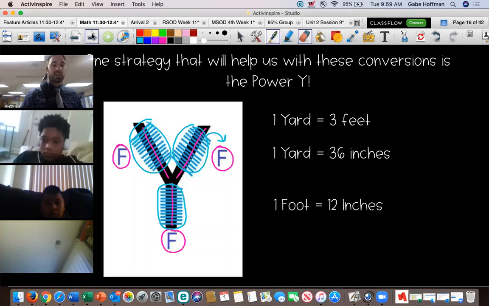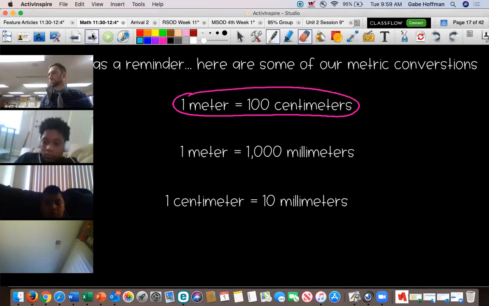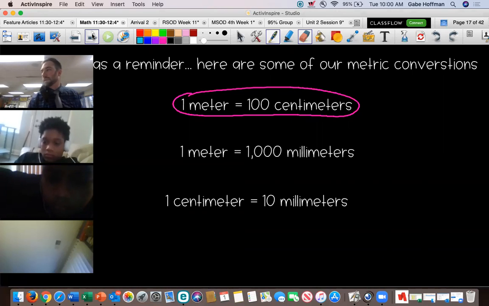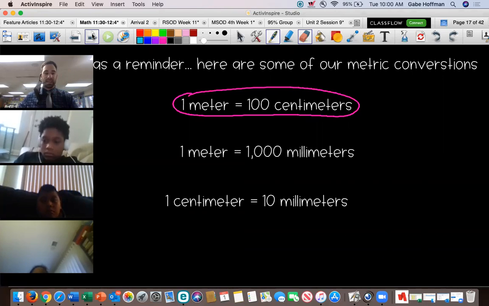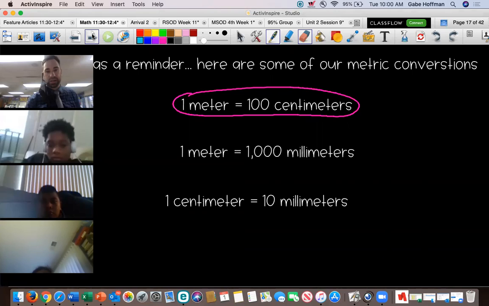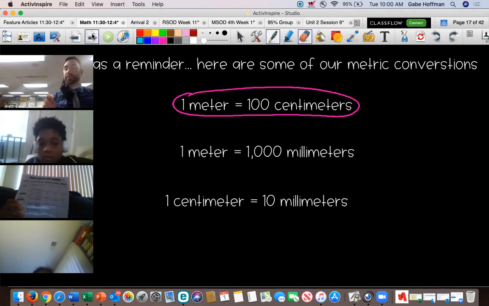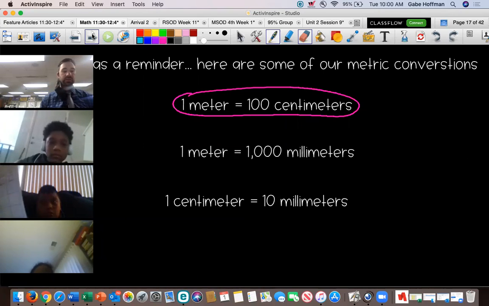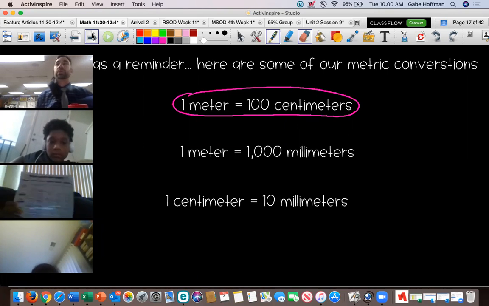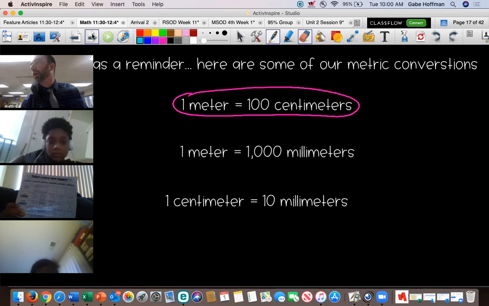So we have that. We also, just as a quick reminder, yesterday we said 1 meter is 100 centimeters, 1 meter is 1,000 millimeters, and 1 centimeter equals 10 millimeters. Now, today we're going to focus mostly on that 1 meter being equal to 100 centimeters, okay? But that whole chart we used yesterday is going to be available on your assignment if you need it for help, and we'll talk through that when you get to the assignment today, okay?